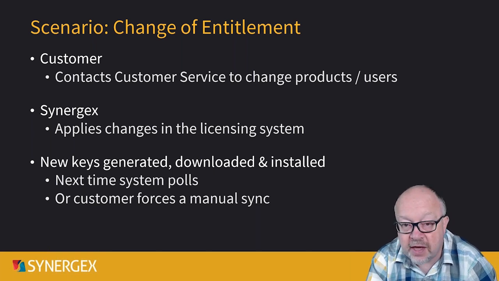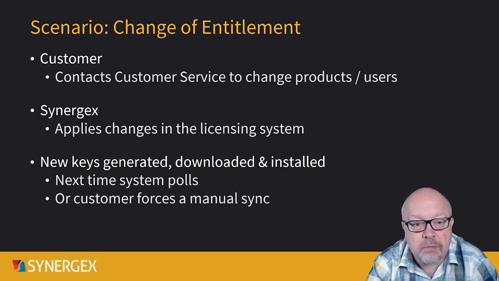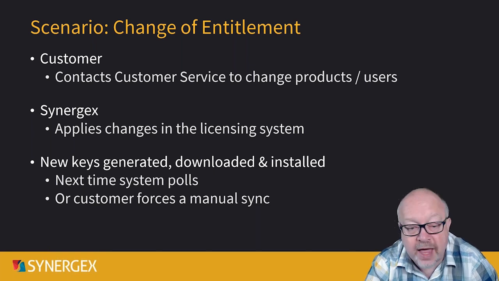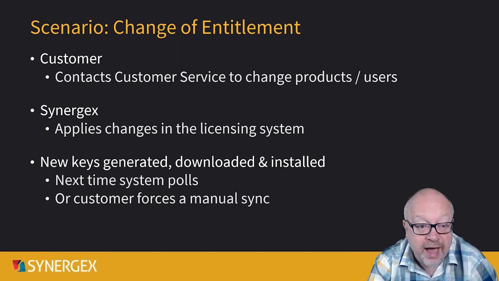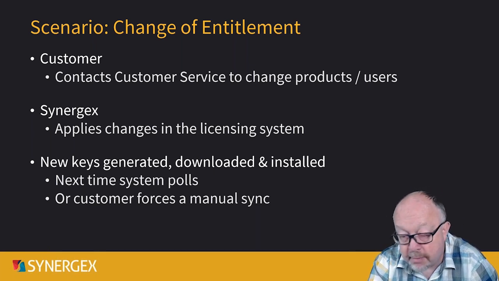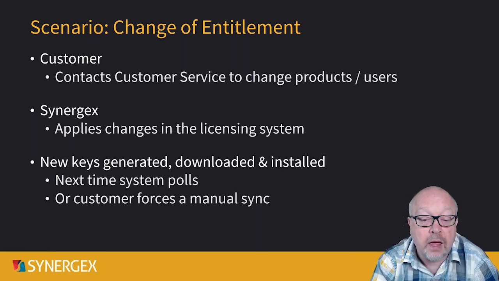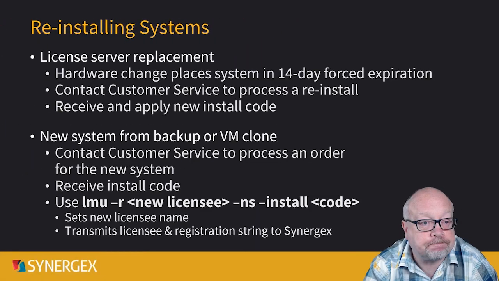Again, if you want to force a poll to get those keys ahead of time, chances are most of the year you're in a 7-day cycle, and you may want those new keys faster than that. So once you know that change has been made in the system, and you can see that in the portal, of course, then you can do your LMU -sync and cause those keys to be installed.